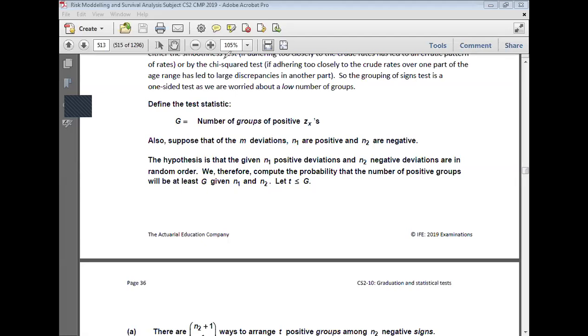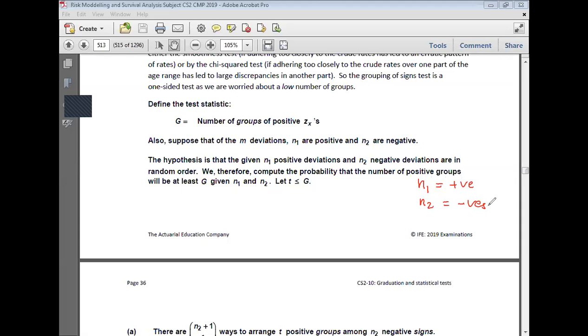So first of all, let me use some more notation. I'm going to denote by N1 the number of positives that I observe, and N2 the number of negatives that I observe in total. And this is what I have as given. And now I want to figure out how many ways I can arrange these things.